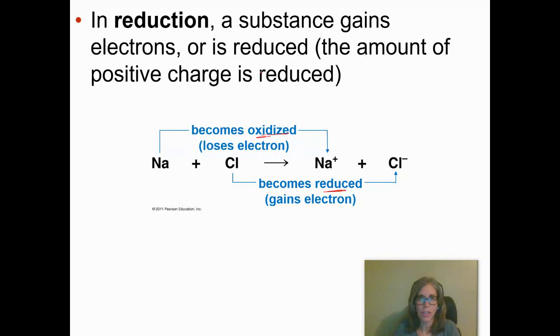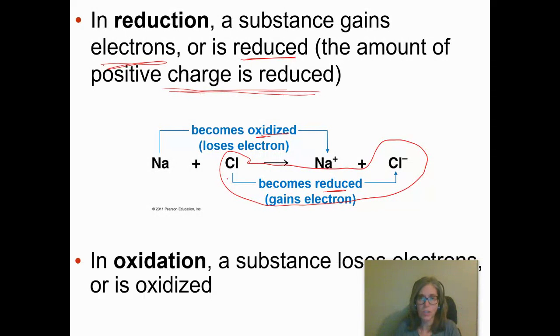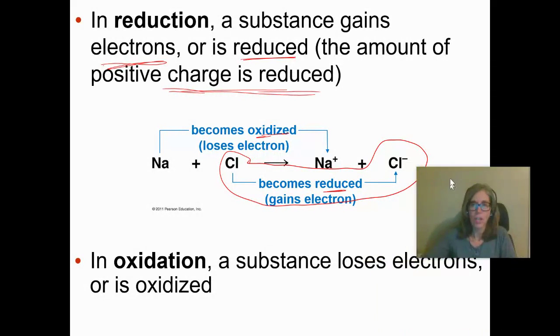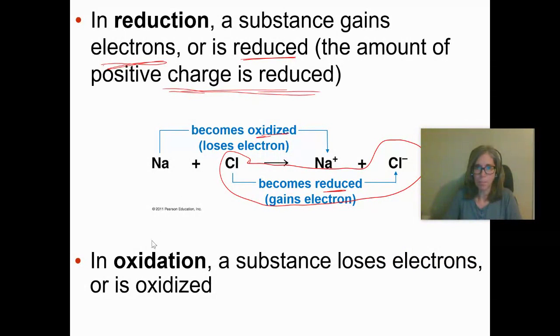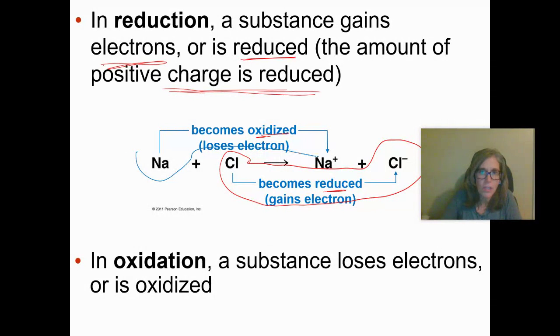So here's the definition finally. In reduction, a substance gains electrons. That's this one. In reduction, a substance gains electrons, gains negatives, or it's reduced, meaning the amount of positive is reduced. So I always define reduction in my head, and then I look for the oxidized as the other thing. So oxidized is something that loses an electron. Let me circle this one. So the oxidized one is this one because it's losing an electron.